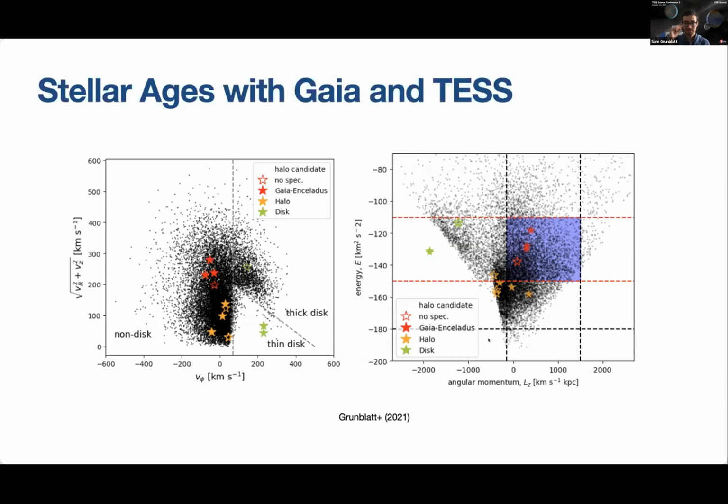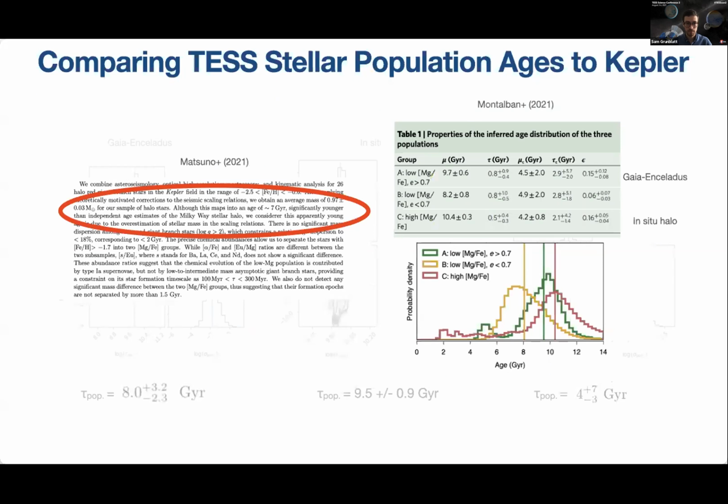Okay. Then there is a question from Jennifer Winters. How did you account for unresolved binaries?